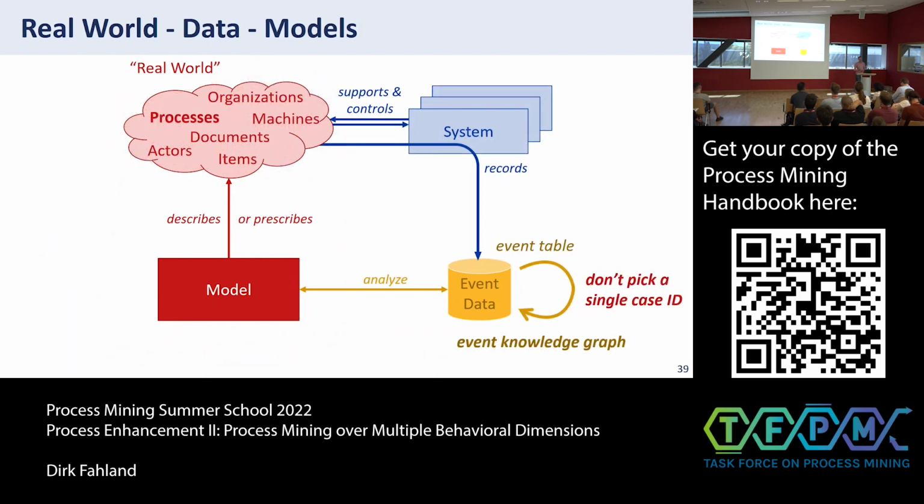So, what is that actionable means of communication? I say it's graphs, knowledge graphs, by not picking a single case identifier.